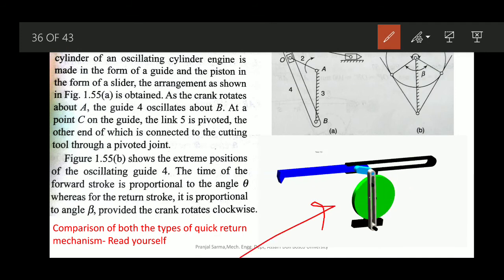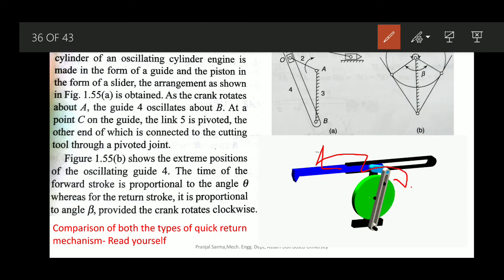This is the crank, and this is the slotted lever, this bar. You can see a slot there, and there is a pin there, which is acting like the end of this particular crank, inside that slot. So it also slides along that slotted lever. And at the end we have this cutting tool.